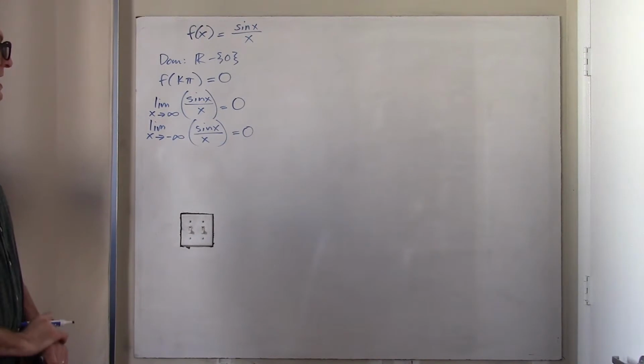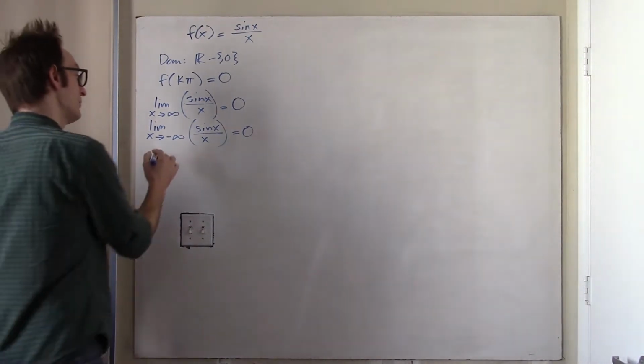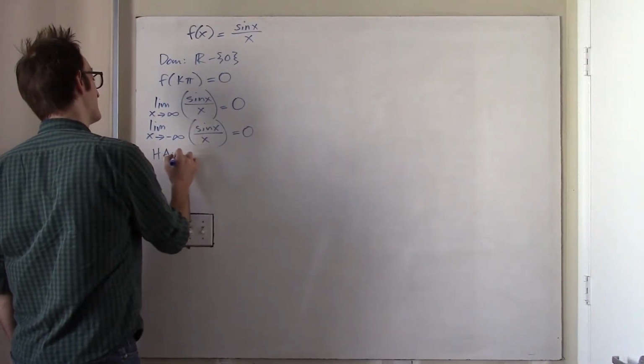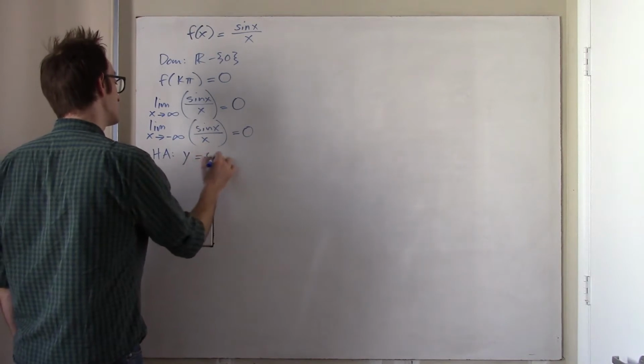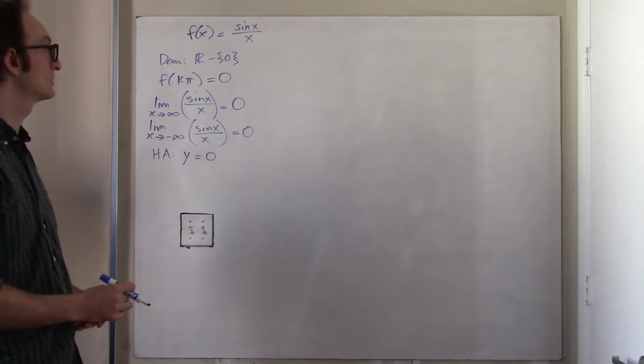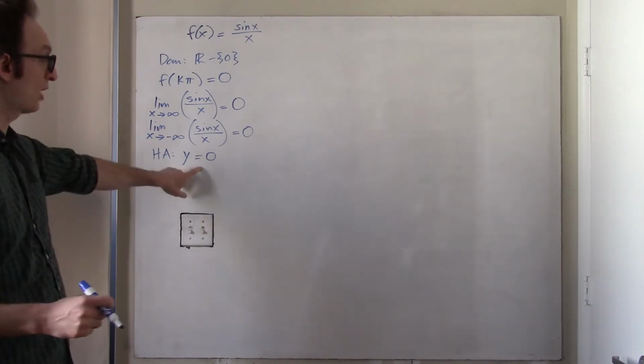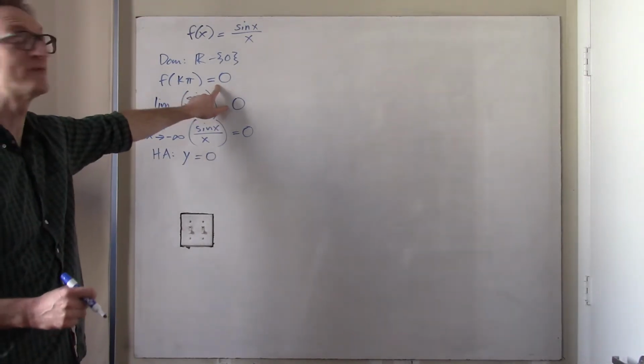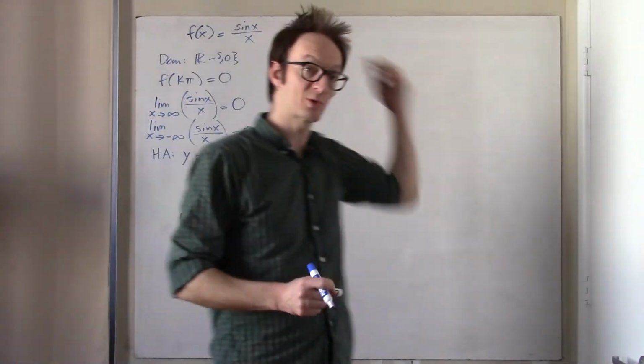What does this mean? This means that we have a horizontal asymptote. This horizontal asymptote is y equals 0. And this is actually a good example of a function with a horizontal asymptote in which the function definitely crosses this horizontal asymptote, because we have an infinite number of roots and they occur sort of infinitely often.